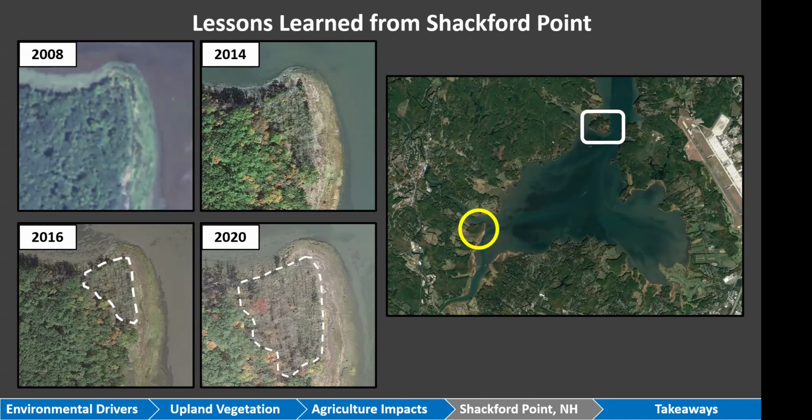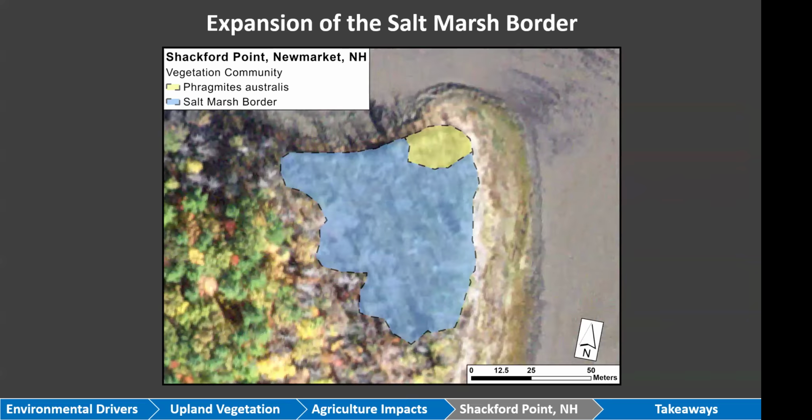What we see from the Google Earth imagery is that between 2014 and up to 2020, even now, a ghost forest has formed where all the standing trees, including pine and maples, have died back. And so we were curious, what did that look like? How did the marsh migrate? What possibly contributed to the ghost forest forming in the first place?